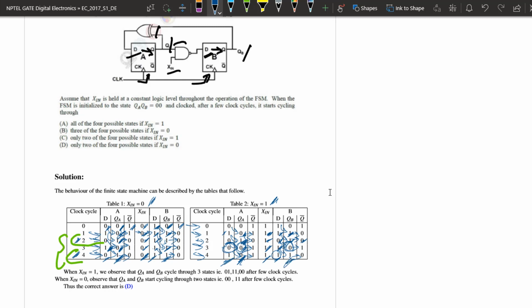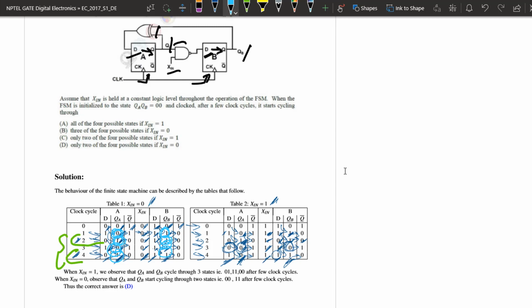Let us now analyze what the states of QA and QB are. Here we see QA, QB is 0, 1, becomes 1, 1, then becomes 0, 1, and again becomes 1, 1. So QA and QB are going through 2 of the 4 possible states when Xn is equal to 0.